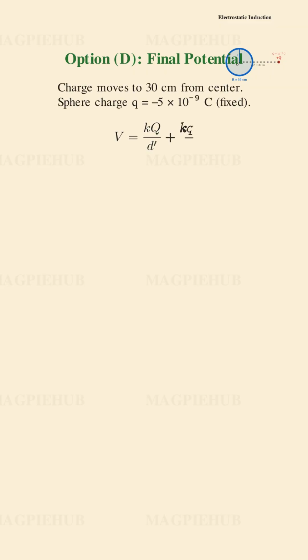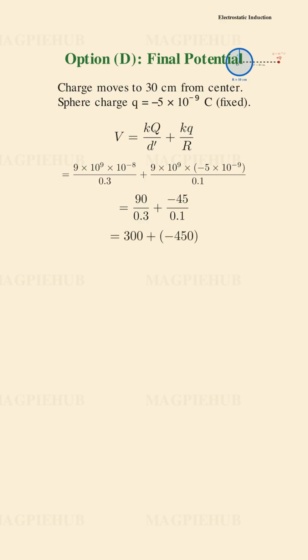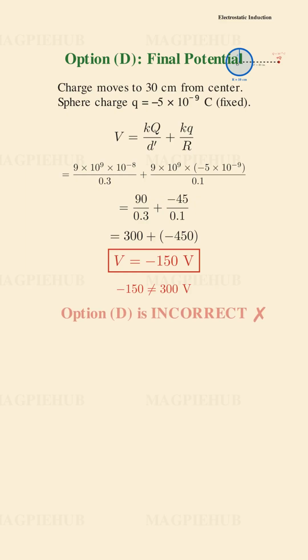Finally, option D. The point charge has moved to 30 cm from the center. The sphere still carries minus 5 times 10 to the minus 9 coulombs. The potential is kQ over d prime plus kq over r. The first term gives 9 times 10 to the 9 times 10 to the minus 8 over 0.3, which equals 300 volts. The second term gives 9 times 10 to the 9 times minus 5 times 10 to the minus 9 over 0.1, which equals minus 450 volts. Adding them, V equals 300 minus 450, which is minus 150 volts. This is not 300 volts. So option D is incorrect.